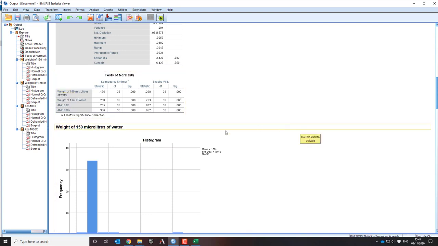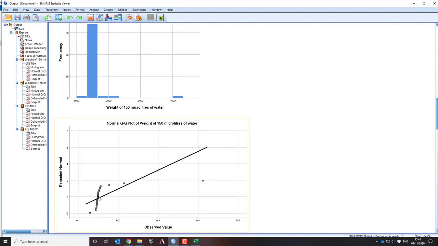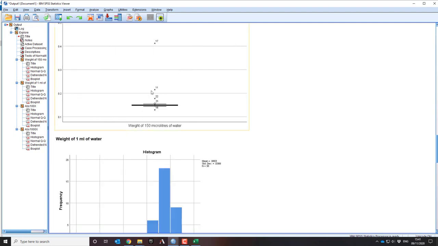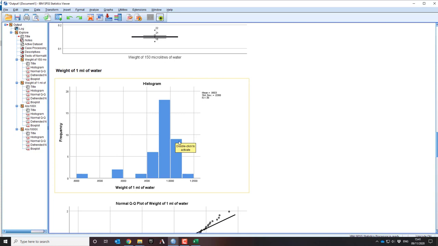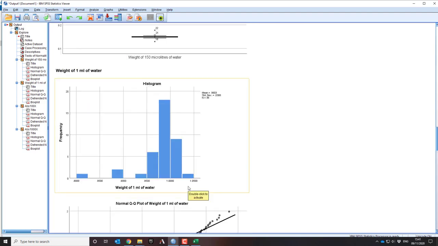I look at Kolmogorov-Smirnov, I've got significant absence from normality, and the same in Shapiro-Wilk. I look at the histogram of the weight of 150 microliters, and there's one over here which is above 0.4, which is a massive difference. 3 times the value that it should have. QQ plot's a mess, the detrended QQ plot's a mess, the box plot's a mess. For 1 milliliter of water, I've got a couple of very low values as well. So what's happening in this data is I've got outliers.